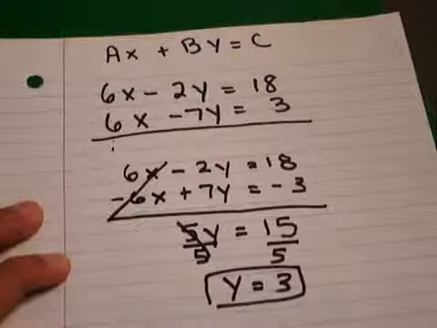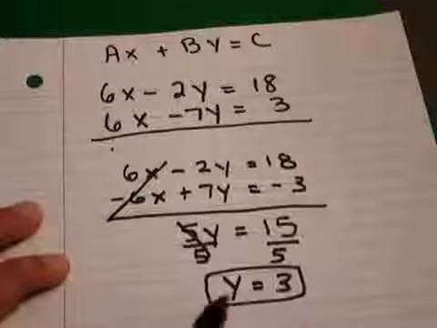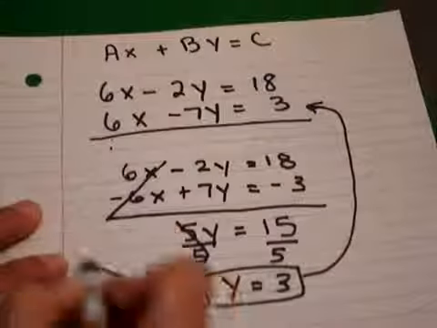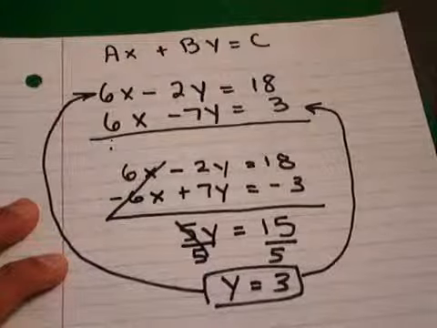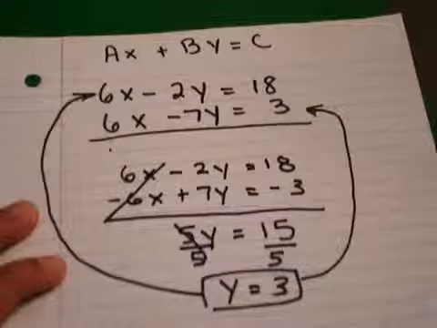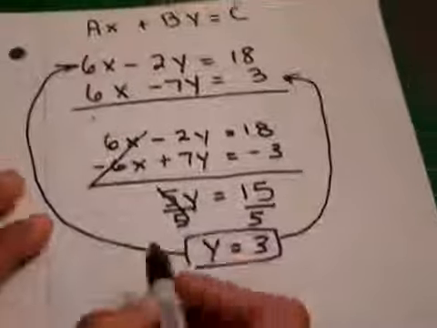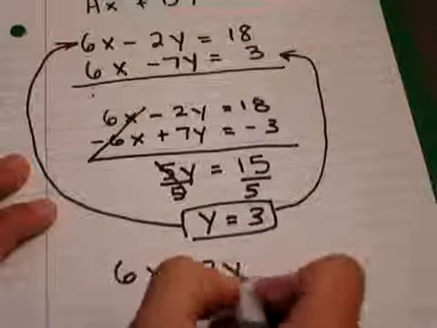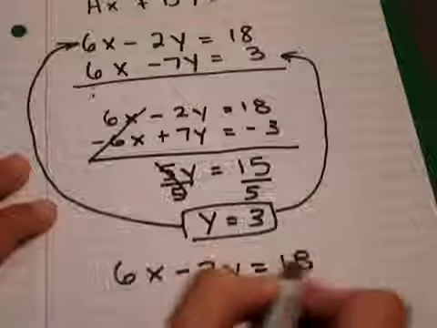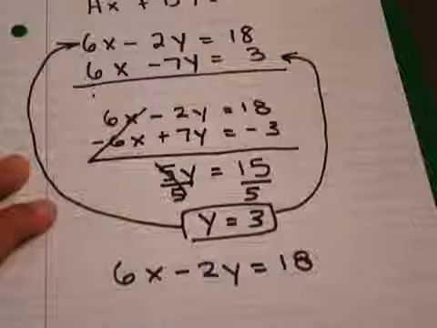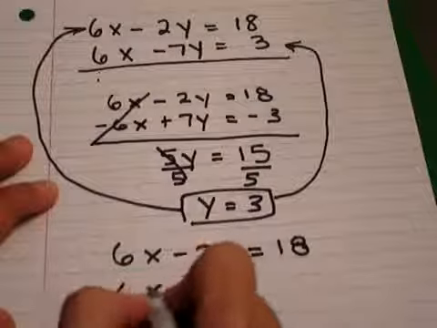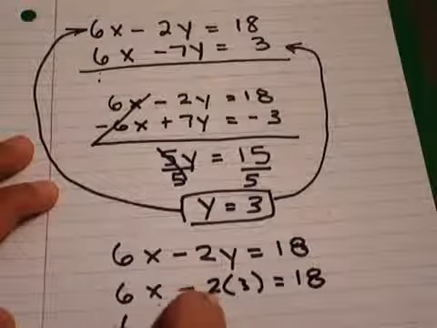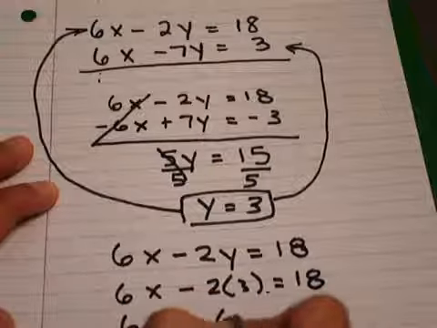Remember, now that you have the y, you need to plug this into either this equation up here or this equation up here. You plug it into the original equation. I'm going to pick the top equation, 6x minus 2y is equal to 18, and wherever I see a y, I'm going to plug in a 3. So it's going to be 6x minus 2 times 3 is equal to 18, so 6x minus 6 is equal to 18.